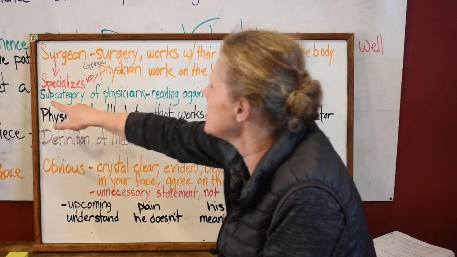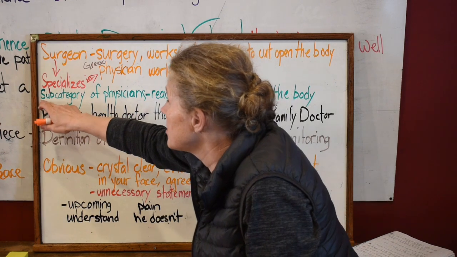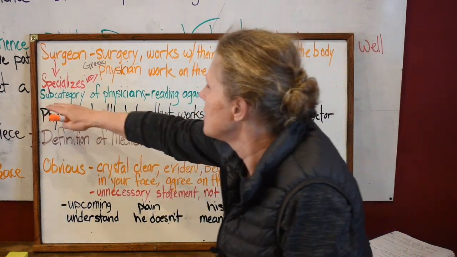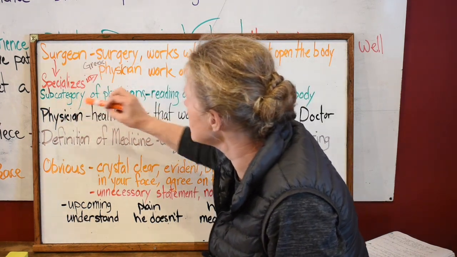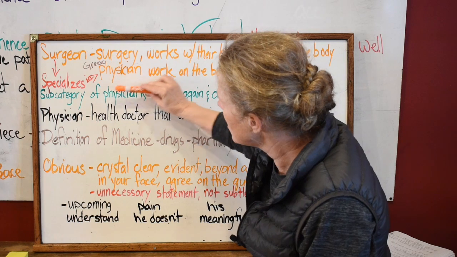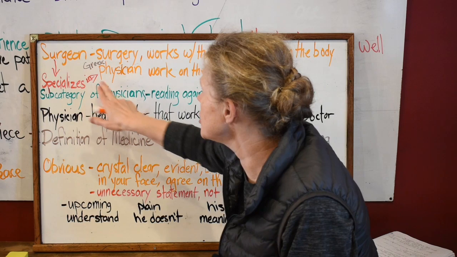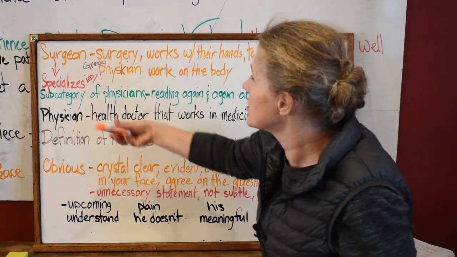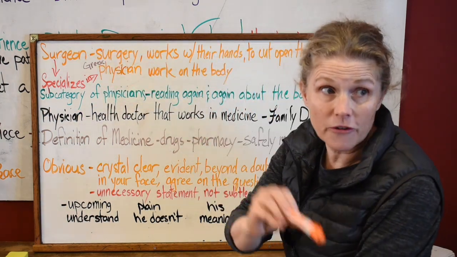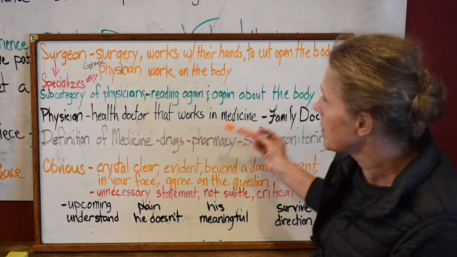Subcategory of physicians. What does subcategory mean? Daniel, exactly. Under or below. The sub tells us right off the bat that this is going to be under and below. So surgeon falls below the category of physicians. So physicians can be lots of different things. And surgeon falls under a physician. And a physician works on the body.